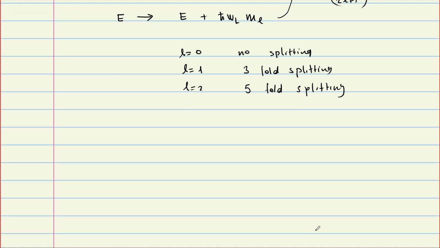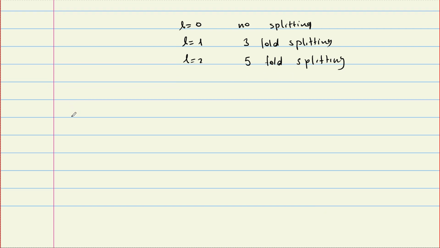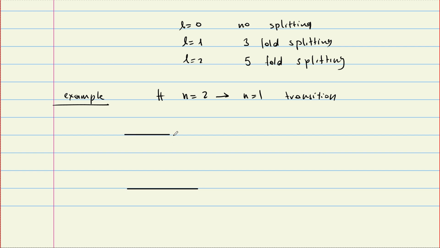Let's consider an example. So example, let's consider the hydrogen n is equal to 2 to n is equal to 1 transition. I think this is, if I'm not wrong, called a Balmer line, but I'm not sure, you can check. So we have two levels. Let's say this is n is equal to 1. This is n is equal to 2.